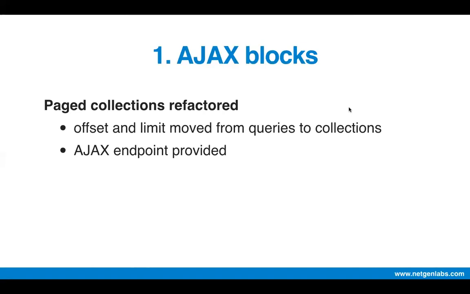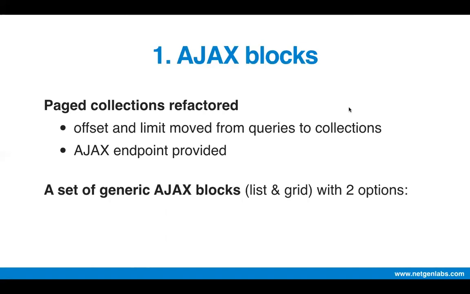And what we also provide is an AJAX endpoint. I will later show you in a demo how this works on our demo site. And what we also built is a couple of generic AJAX blocks like lists and grids. They basically have two options: they either have a load more functionality or they have a typical paging functionality. This is already being used on several projects which have the necessity of having AJAX blocks, load more and paging. So this was one topic that we implemented.